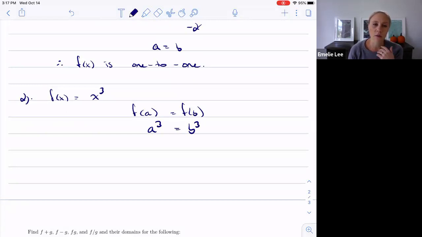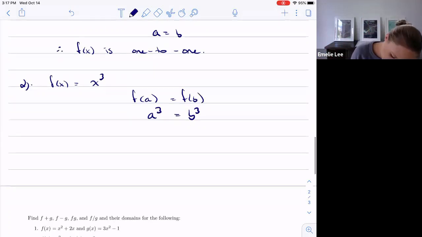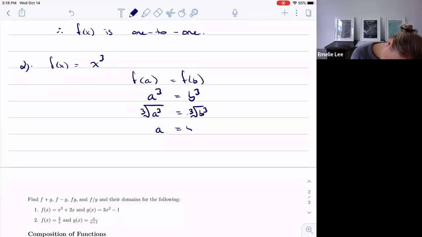Whenever you're dealing with powers, you know that odd powers can yield negatives, and so they're safe. But if we're taking even roots to undo even powers, then we end up with the positive and negative, because even powers just yield positive values. And so we need to be careful. With the power of 3, we're fine. So now if I take the third root of both sides, I'm left with a equals b. Therefore, f of x is one-to-one.